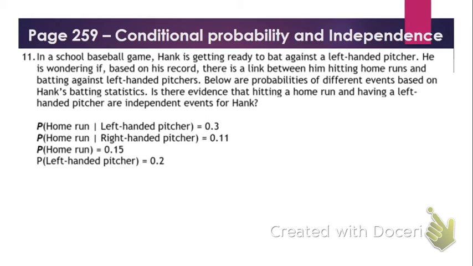The chance of getting a home run if he's got a left-handed pitcher is 30%. The chance of hitting a home run if he has a right-handed pitcher is 11%. The chance of getting a home run overall is 15%. And the chance that he gets a left-handed pitcher in the league that he plays in is 20%. I'm going to draw a tree diagram here.